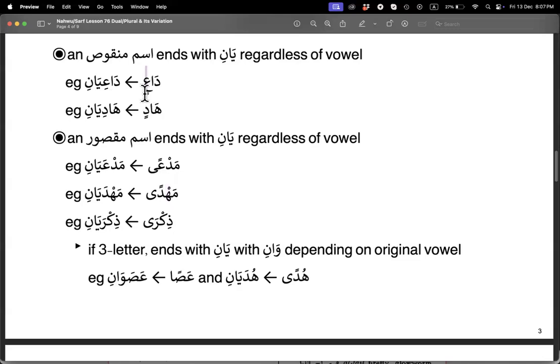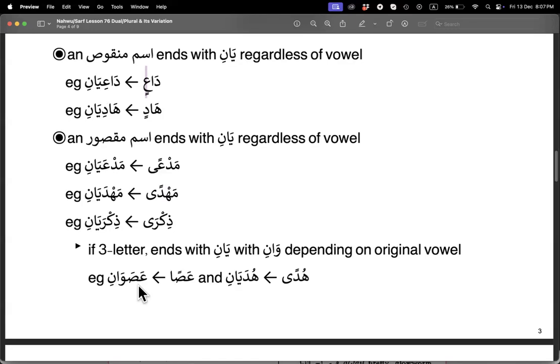Yes. So that's why this one, even though it is three letters like this, when you open it, it's still... Okay. But when we're talking about this being three letters, then you go back to your original vowel. Okay. Sister, when you say three letters, you're not referring to root letters.